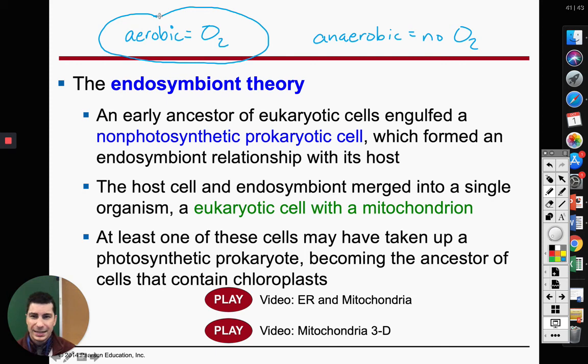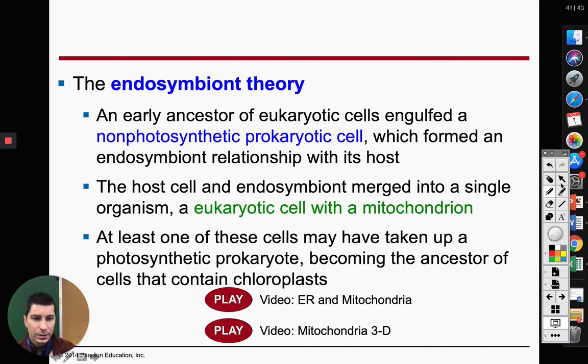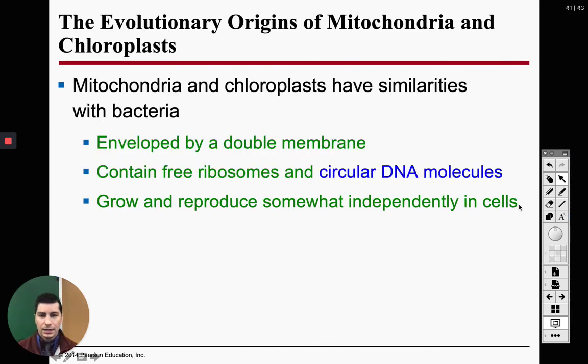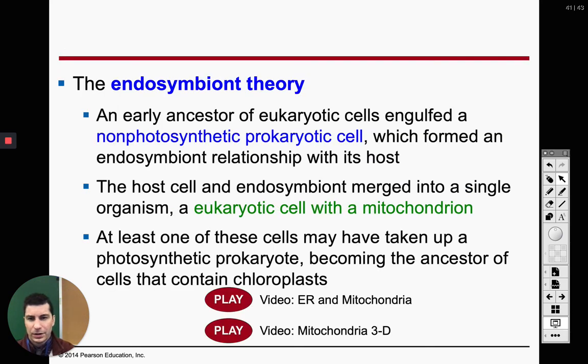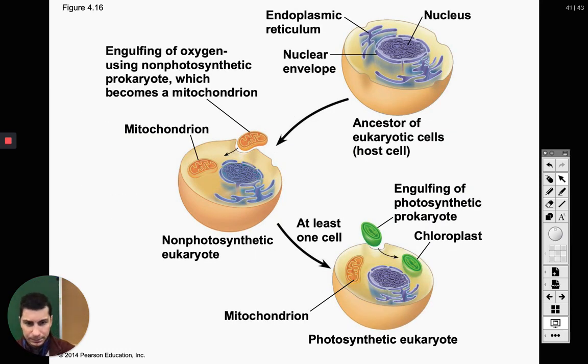Okay, so that's what we think happened based on, if we go to the previous slide, they have a double membrane. It kind of resembles the cell wall and the cell membrane in prokaryotic cells. They have a circular DNA molecule that's just like prokaryotic cells. They have one big circular DNA. And they grow and reproduce separately, so that still would be kind of prokaryotic. So that's the endosymbiotic theory. Here is a picture of that. Okay. Cool.